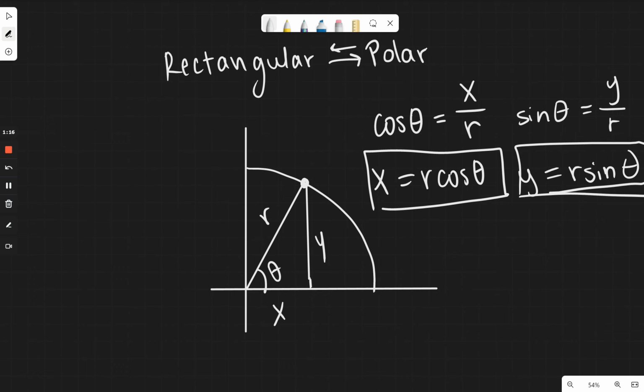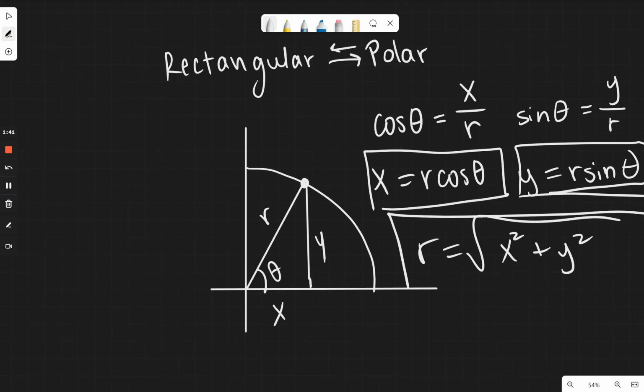Let me show you a few examples, because whenever you're converting from rectangular to polar, wherever you see x, you want to substitute r cosine theta. Another thing is that r is equal to the square root of x squared plus y squared, by the Pythagorean theorem. This is also important. So whenever you are converting between rectangular and polar, when you see r, this is what you want to substitute in. So yeah, let's do some examples.